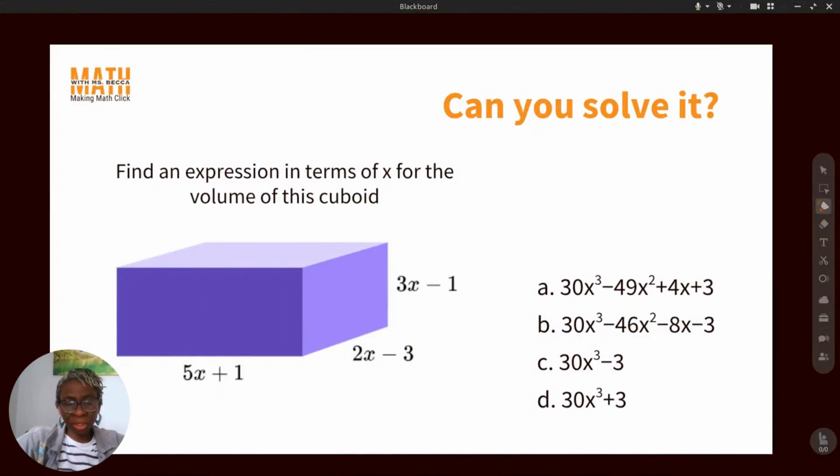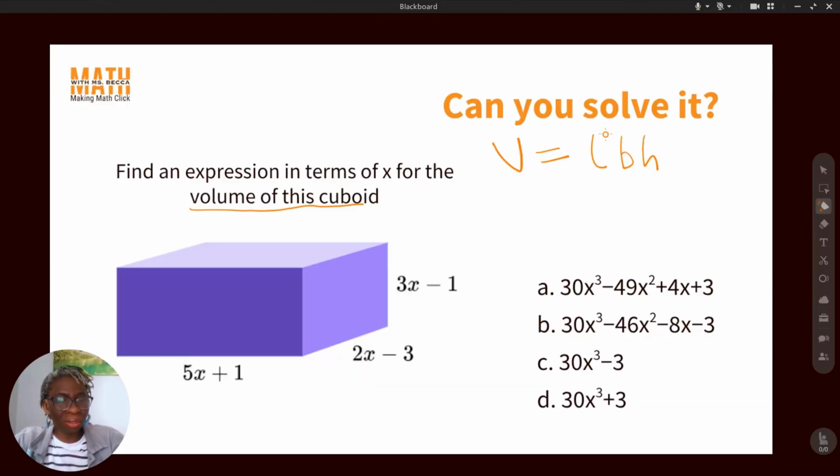Find an expression in terms of x for the volume of this cuboid. What is the formula for calculating the volume of a cuboid? That is length, breadth, and height. So can you solve this?